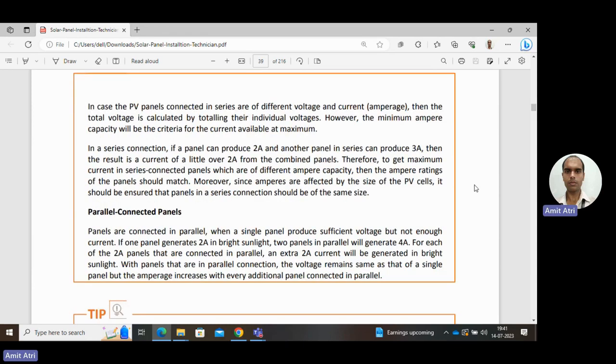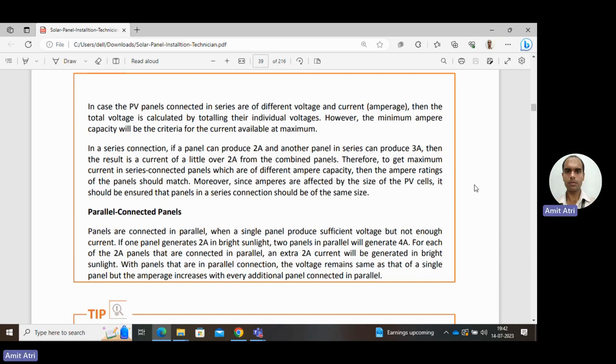Here the voltage of both of the solar cells is the same, but in case the voltage is different, or current is different, the total voltage will be the summation of the individual voltages, and the minimum ampere capacity will be the criterion for the current available at the output.